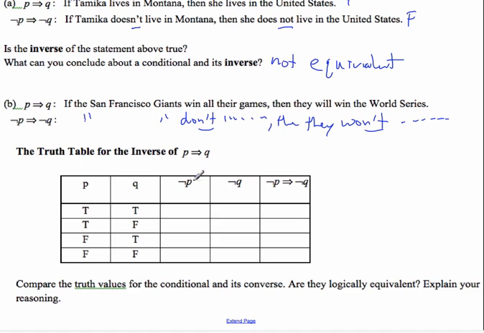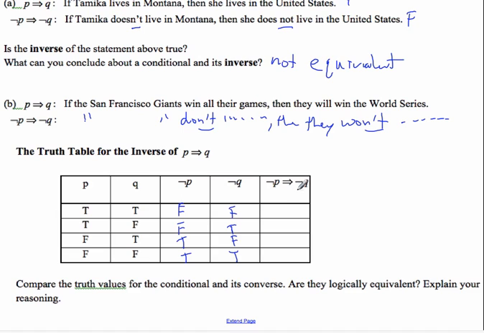So that's how we construct the truth table. We start off with not P, not Q, and then we can look at the conditional. If we have not P, that's just the opposite of P, so that's going to be false, false, true, true. And here we're going to have false, true, false, true.